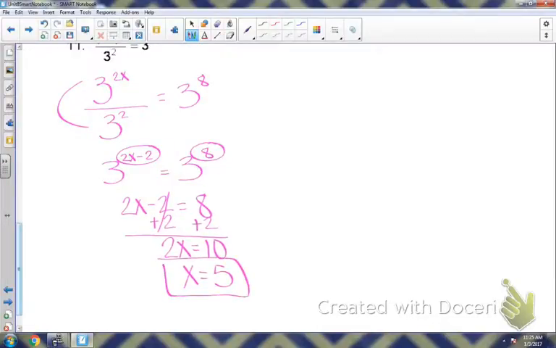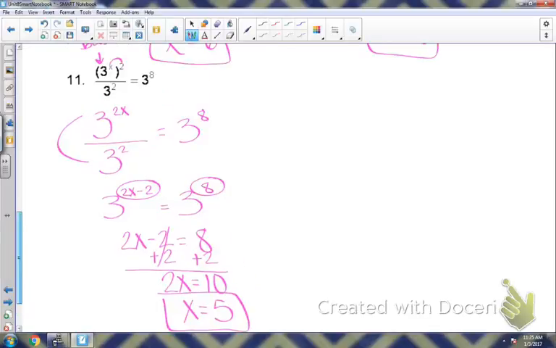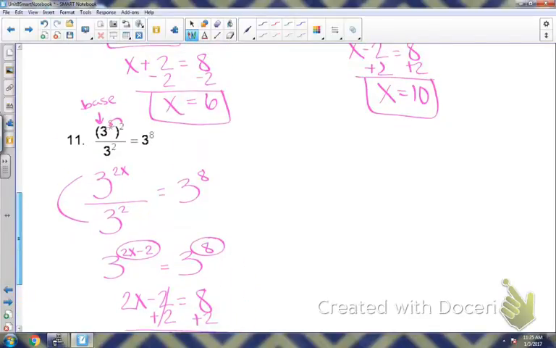And then you can plug that back in up at the top. If this was a 5 and I multiply those, I would get 10. And then 10 minus 2, when you subtract, you get 8. So you can plug those back in. So that's using the laws of exponents to simplify. We will talk about another law tomorrow. We are looking at 8.2.